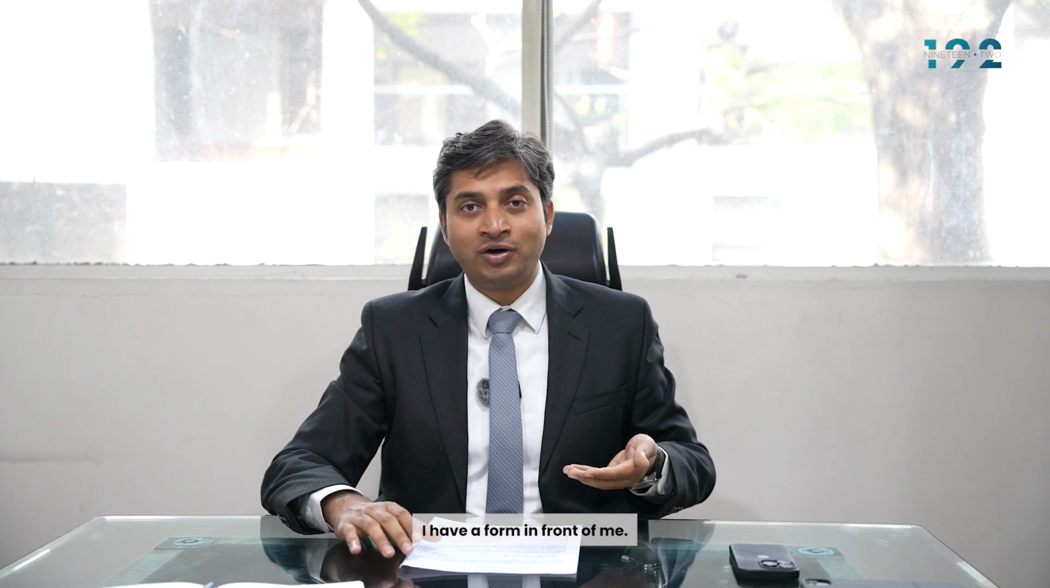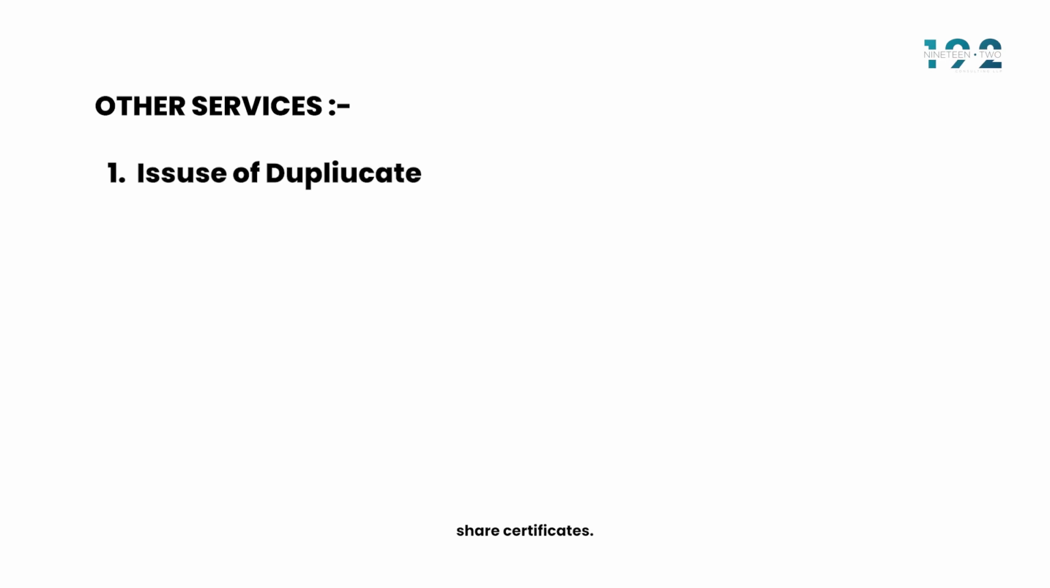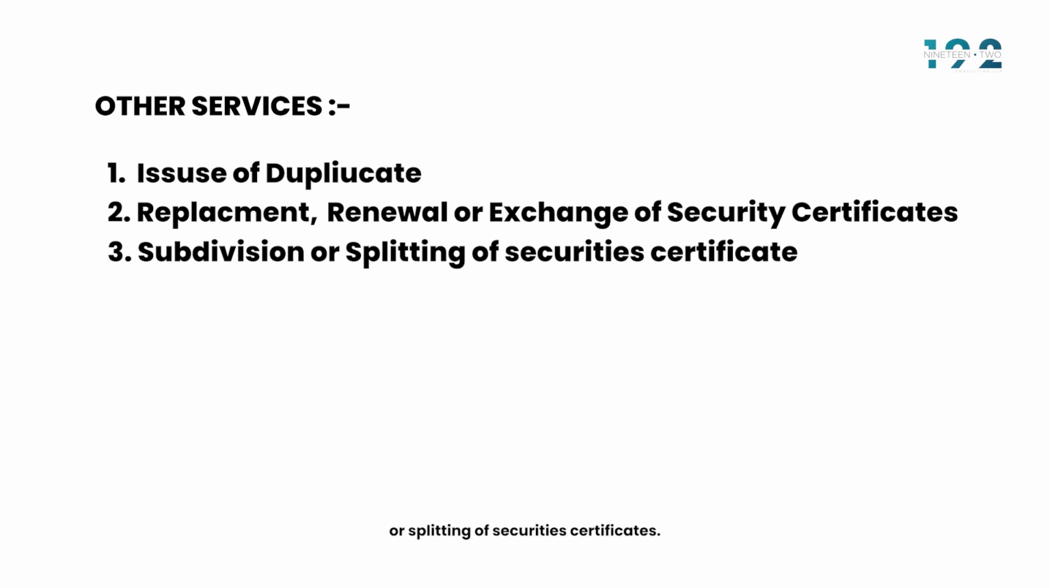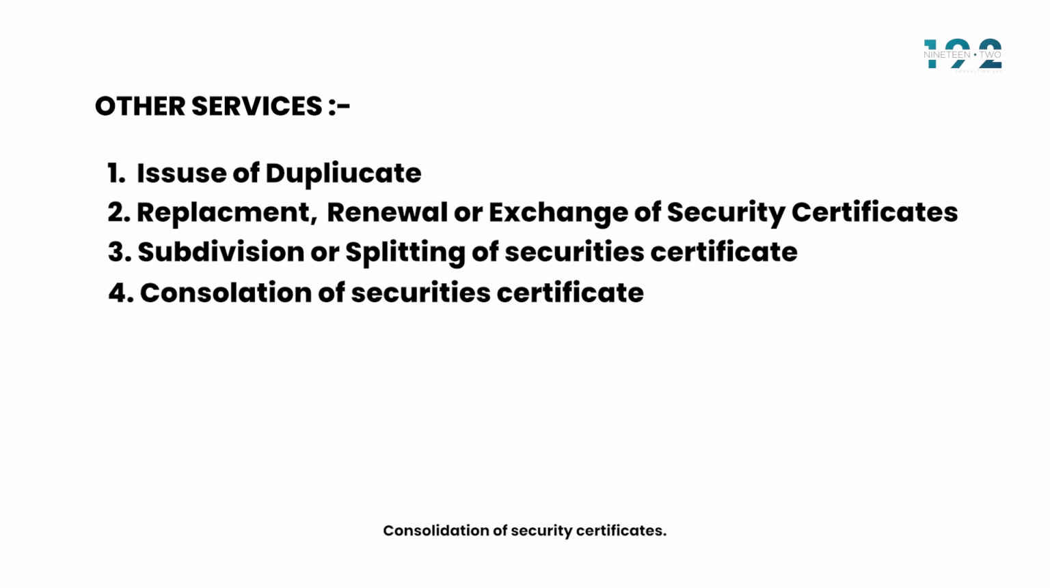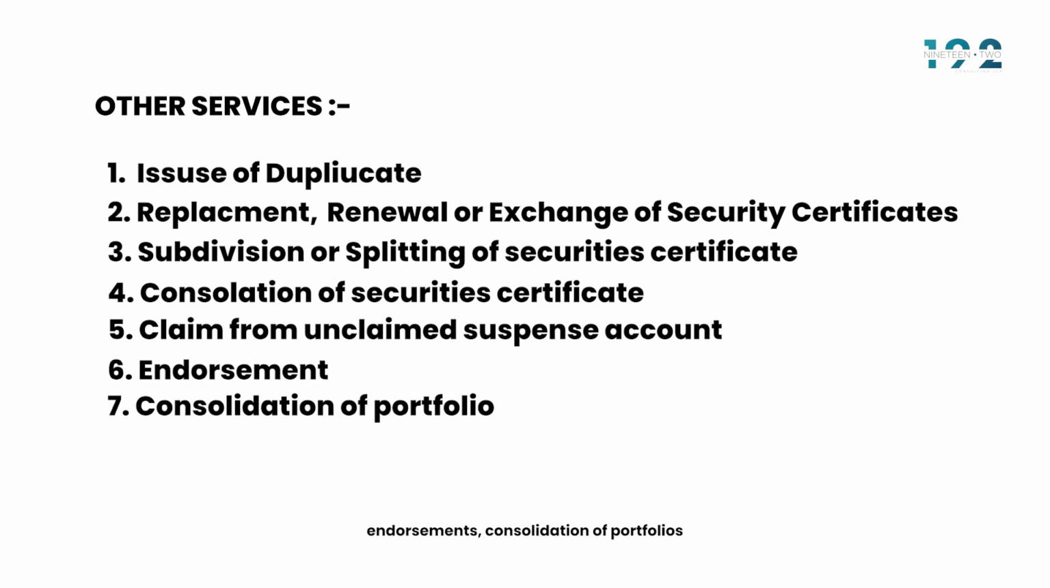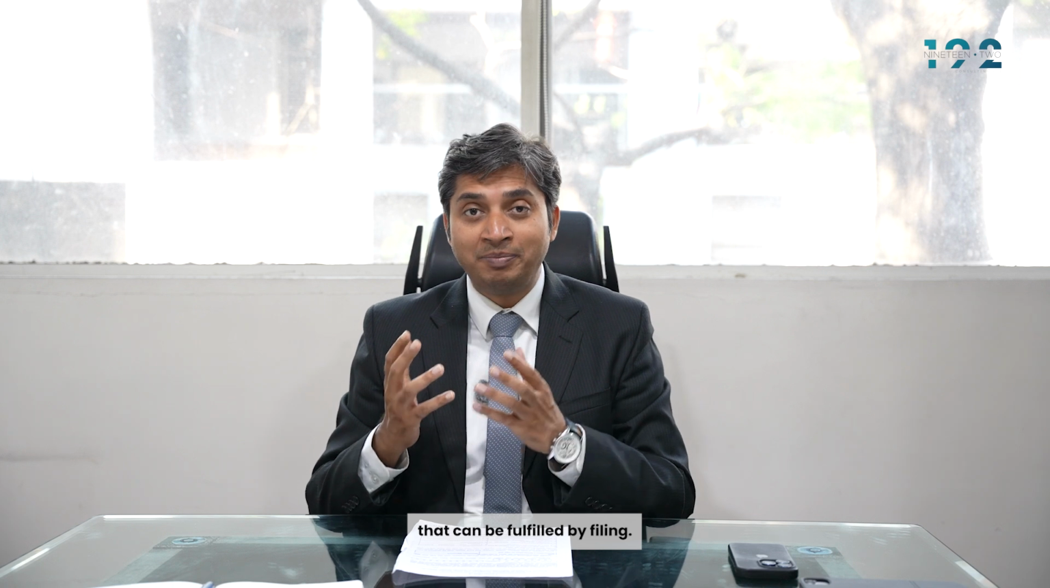I have the form in front of me, and I'll just list out those other services. First is issue of duplicate share certificates, replacement, renewal or exchange of security certificates, subdivision or splitting of securities certificates, consolidation of security certificates, claim from unclaimed suspense account, endorsements, consolidation of portfolios, and transmission. So these are multiple services that can be fulfilled by filing just ISR-4.